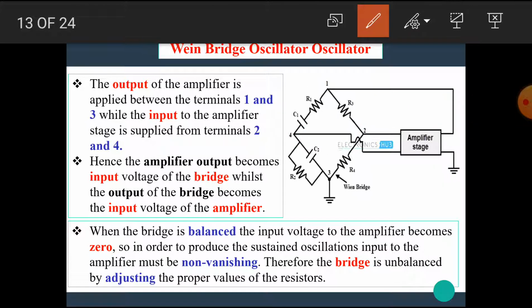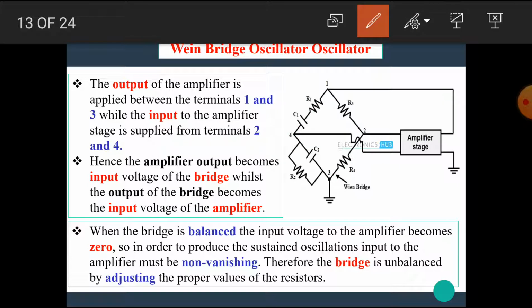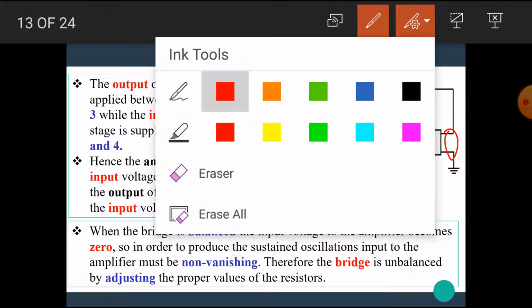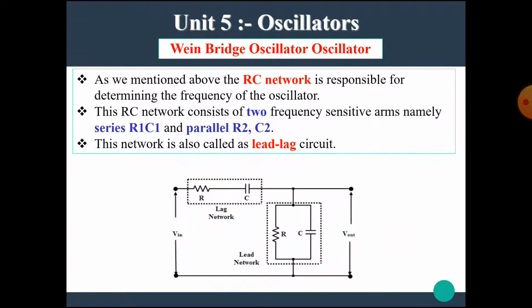That means if this bridge is balanced, then the input of the amplifier is 0. That causes decaying voltage, and if we want to sustain this voltage, then we have to change the values of these resistors. I hope you all understand the basic concept of Wien bridge oscillator here.